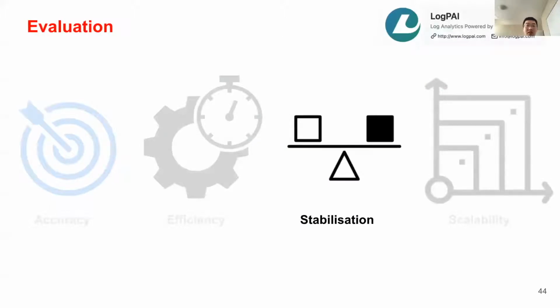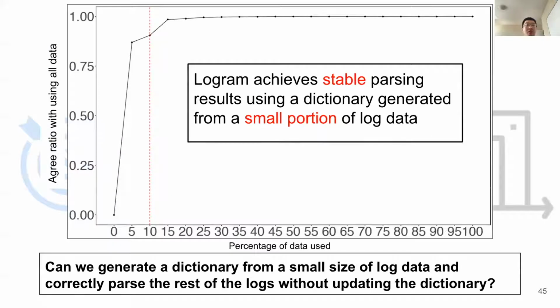Then stabilization. This part mainly wants to answer this question: can we generate a dictionary from a small set of log data and correctly parse the rest of the logs without updating the dictionary? Here we show the results from Hadoop. We can see that Logram achieves an over 80% agreement ratio with only 10% of data. So we can say Logram achieves stable parsing results using a dictionary generated from a small portion of log data.